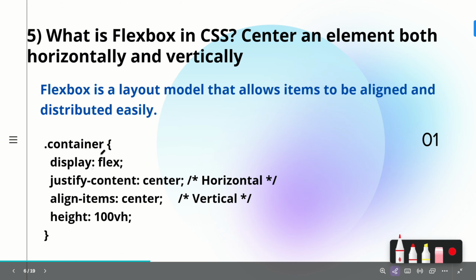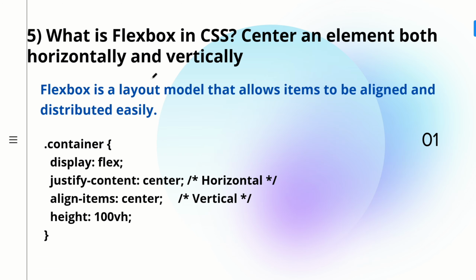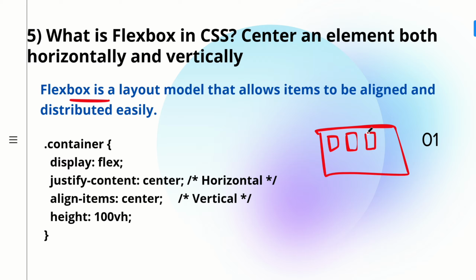Now let's see the fifth question, that is what is flexbox in CSS and how to center an element both horizontally and vertically. So what is flexbox, it is a layout model that allows items to be aligned and distributed easily. So this is a layout model which is available in CSS, and it makes our task easier. If you have a huge container and then you have multiple items or even one item, it makes our code easier, and we have to write very less code to decide how we have to align and distribute. So if we give just a few of the properties which are already there, then we can easily align and distribute the items in our container.